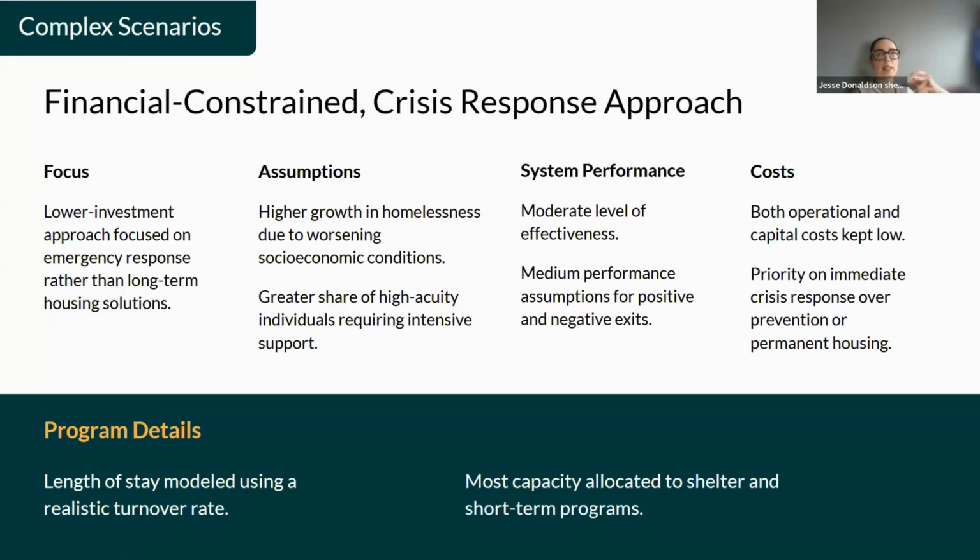But a complex scenario would be, what happens if we have low investment and we only focused on emergency response rather than long-term housing solutions? We're going to assume that growth in homelessness is high because there's worsening socioeconomic conditions, and that there's an increasing share of people who are experiencing high acuity needs. I'm sure I just described for some of you your exact situation in your community. We're going to assume a moderate level of effectiveness and performance, expected positive and negative exit rates, and that both operational and capital costs need to be kept low, and we're going to prioritize crisis response.